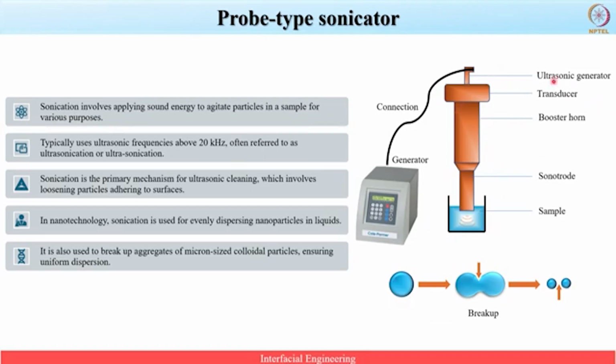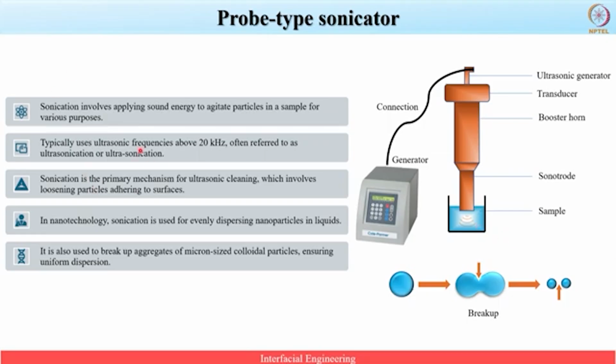As you can see, this is the ultrasonic generator, which basically helps to generate alternating currents. Another one is the transducer. It converts the alternating current into ultrasound. Another one is the booster horn. This amplifies the ultrasound energy. Another one is the sonotrode. It conducts the ultrasound waves into the sample. When the probe is placed into the sample, the intensity of sonication can be controlled by tuning the frequency, or we can say the amplitude supplied by the ultrasonic generator.